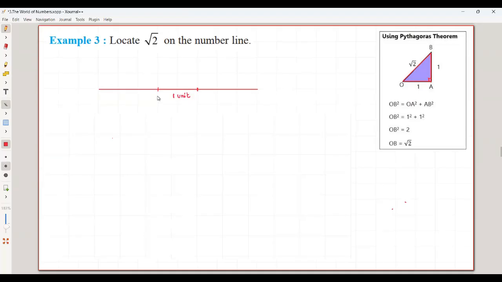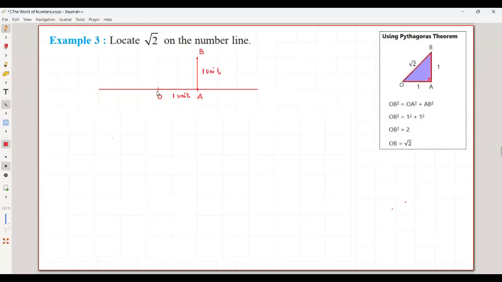Then I mark this as O, and this as A. From A, keep your protractor and mark 90 degrees. This is 1 unit, so from here also I have to take 1 unit. I draw the 90-degree line, and this also should be 1 unit. Now we can mark this point as B.